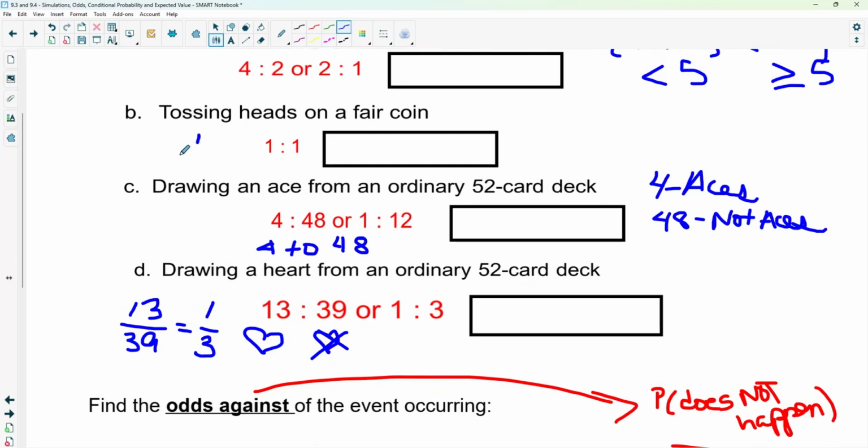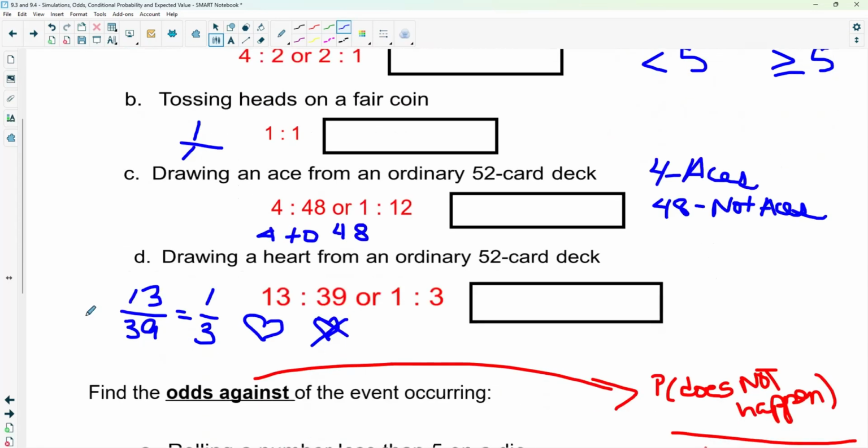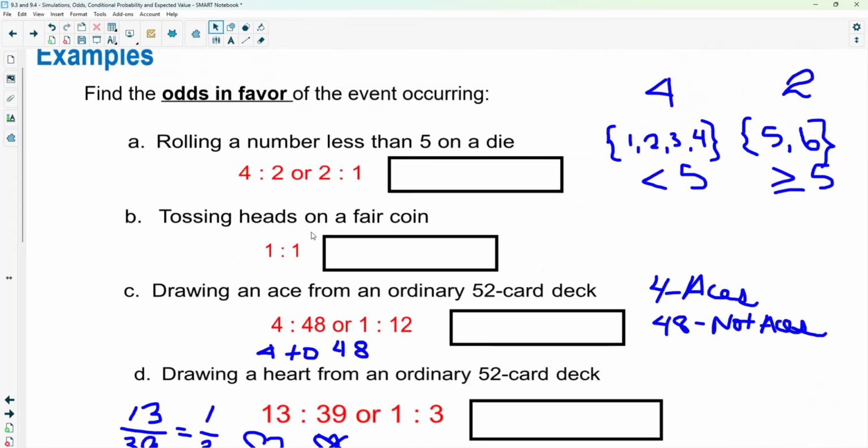Even if it's this one, you must write it 1 to 1 because they represent different quantities, right? This will represent heads and this represents tails. So they're different quantities. So you can write it with the word "to," you can write it as a fraction, or you can write it with a colon. But they do represent different quantities. So you must write down both of them, okay? So all of those were in favor.